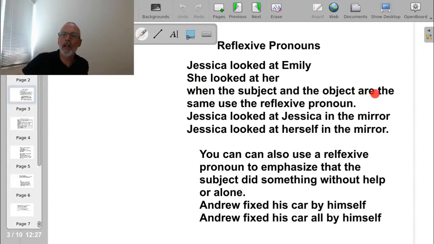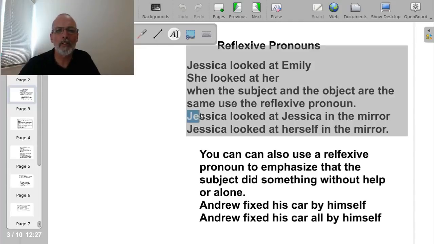But when the subject and the object are the same thing, use the reflexive pronoun. Jessica looked at Jessica in the mirror. In normal language, we would not say that. I only put that there, actually, to illustrate the point.